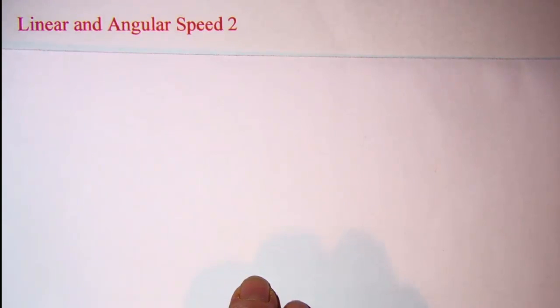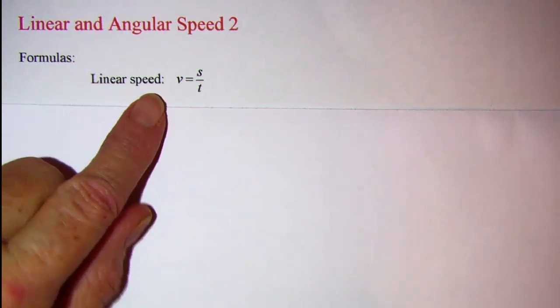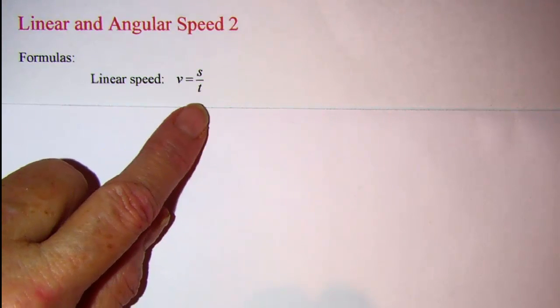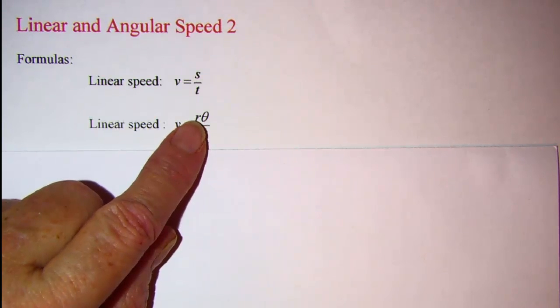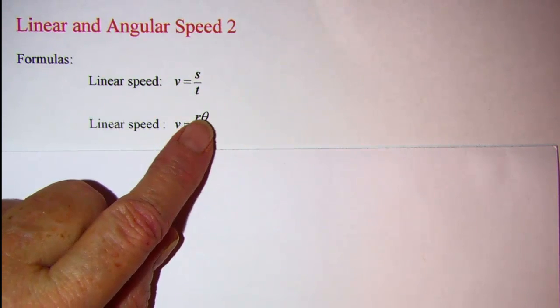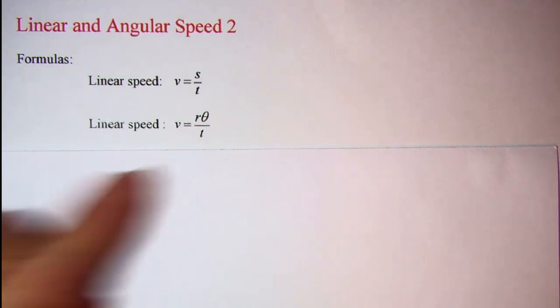In this video, we'll be looking at another problem involving linear and angular speed. Let's look at our formulas first. One of the formulas that we can use to find linear speed is velocity equals arc length divided by time. Another formula for linear speed, velocity equals the radius of the circle times the measure of the central angle in radians divided by time.